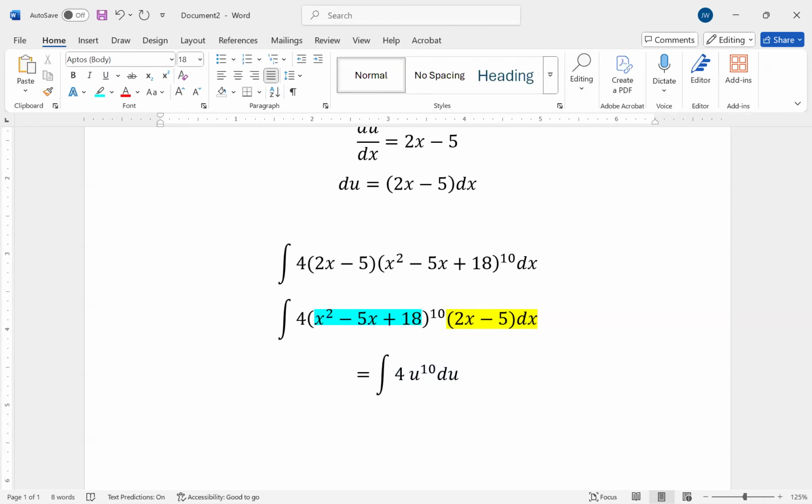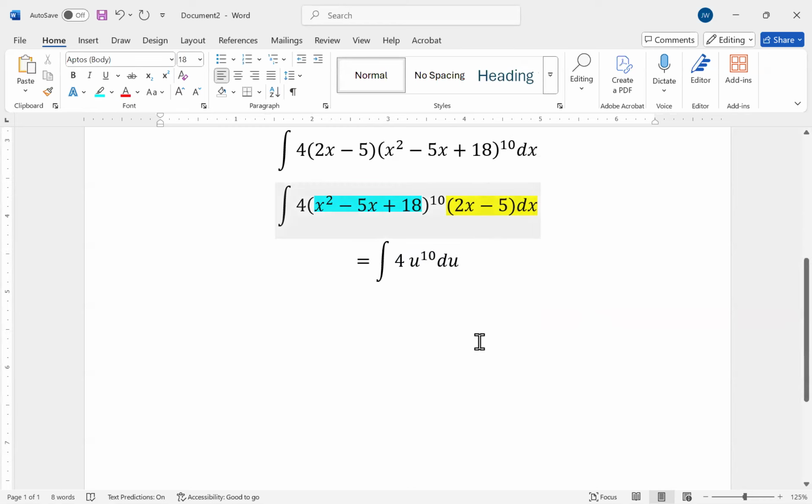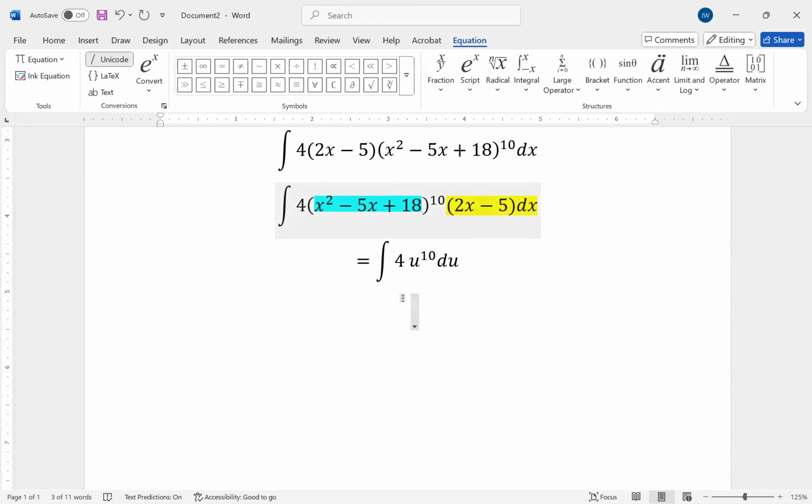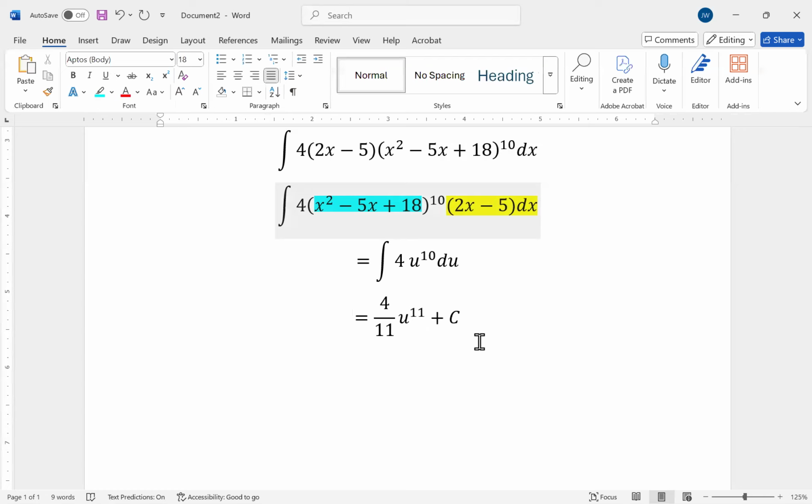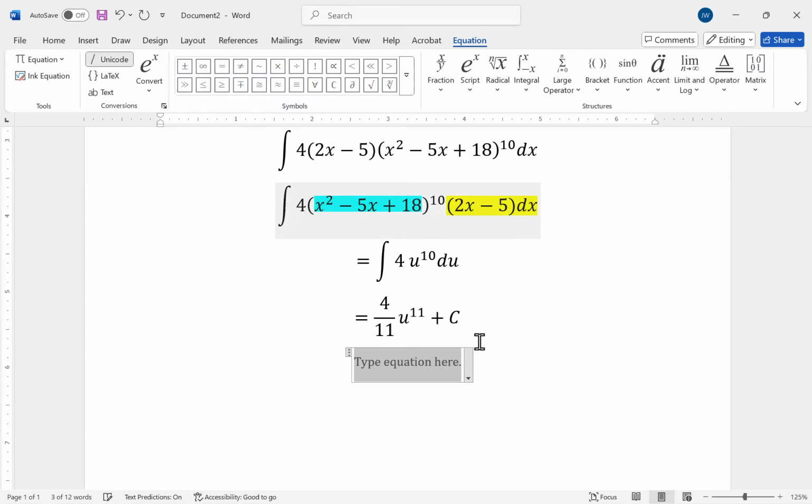Now that is an integration that's fairly straightforward to calculate. Once I use my basic rules, because now I'm integrating with respect to variable u, and u to the 10th is just a polynomial in u, I get 4 over 11 times u to the 11th plus c. I'll always use a capital C. So I get my answer of 4/11 times u to the 11th plus c.